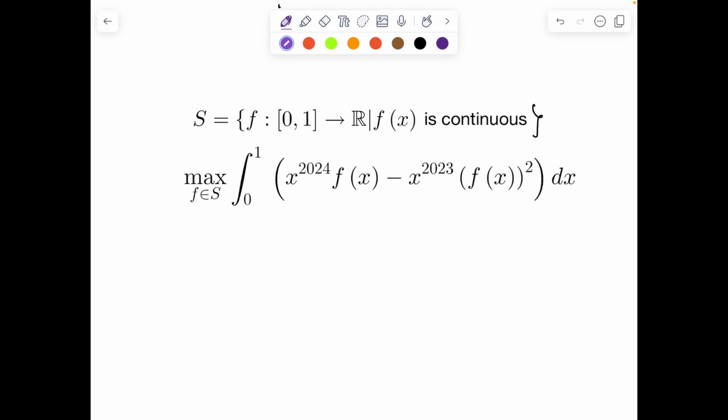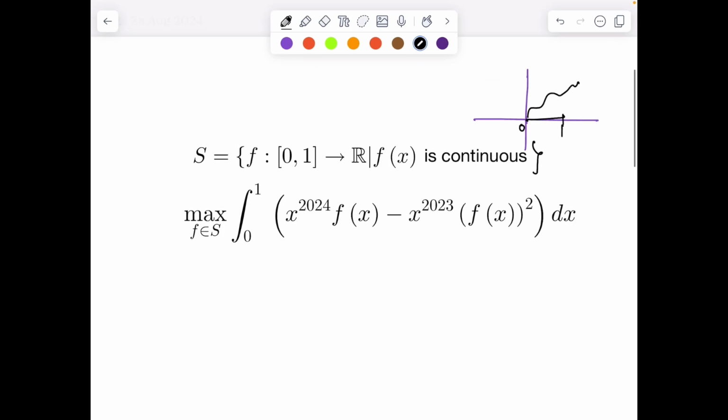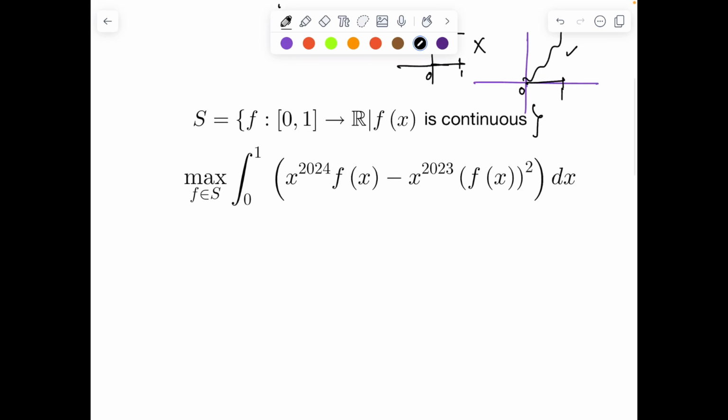S is a set of all functions f from 0 to 1, which is the domain, to the codomain R. f(x) is continuous, so f(x) is a continuous function which operates from the window of 0 to 1. It can give any output. It's continuous, so you can't take the function as something like this. So this is not allowed. We have to find the maximum value of the integral for all such functions f belonging to set S.